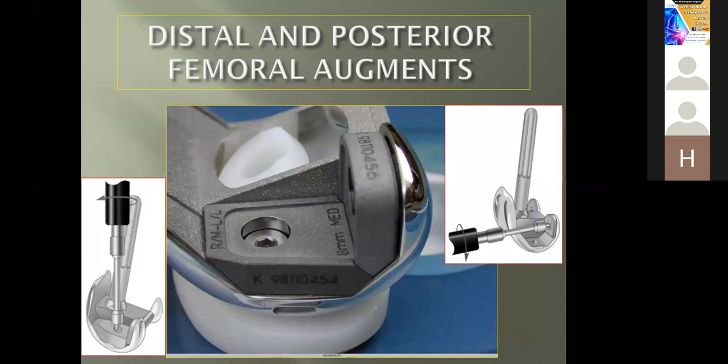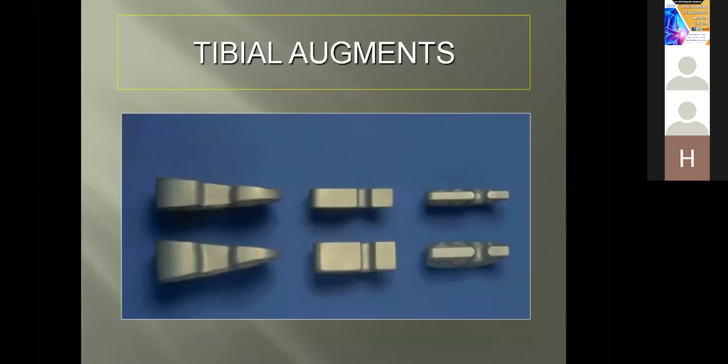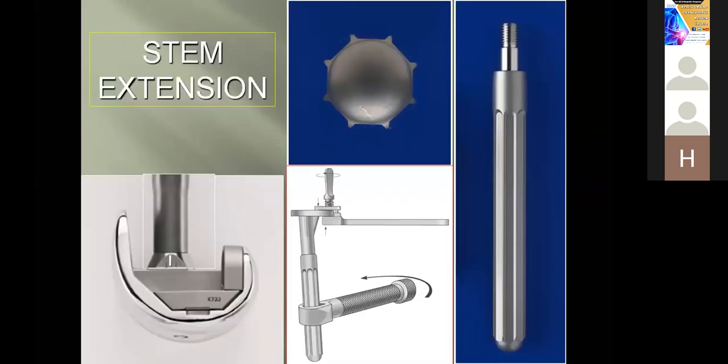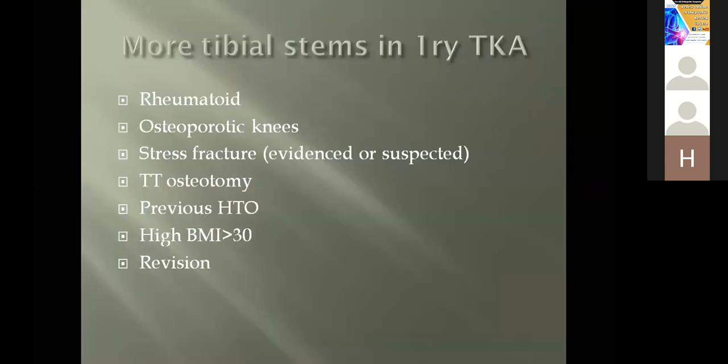This is the shape of the distal and posterior femoral augments. Although mainly used in revision cases, you have to have them in each primary case you have, especially difficult cases with severe degrees of flexion deformity, varus deformity, or valgus deformity. This is the shape of the tibial augments and tibial half blocks or wedges. And this is the stem extensions of the tibia and the femur. Talking about the stem, we are using more and more stems nowadays, especially on the tibial side. Why is that?